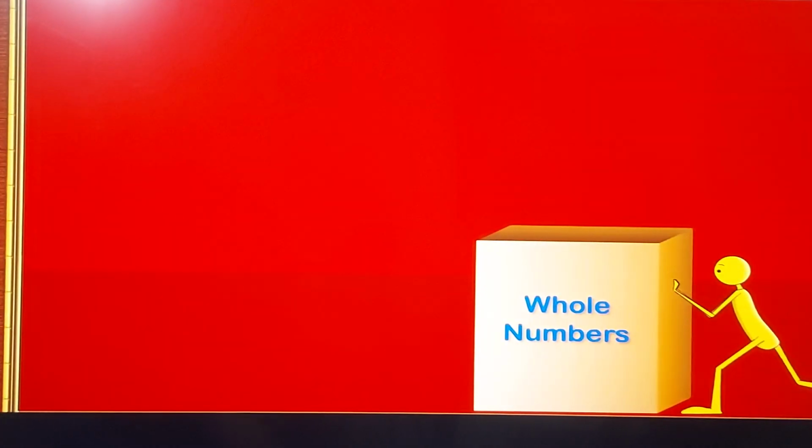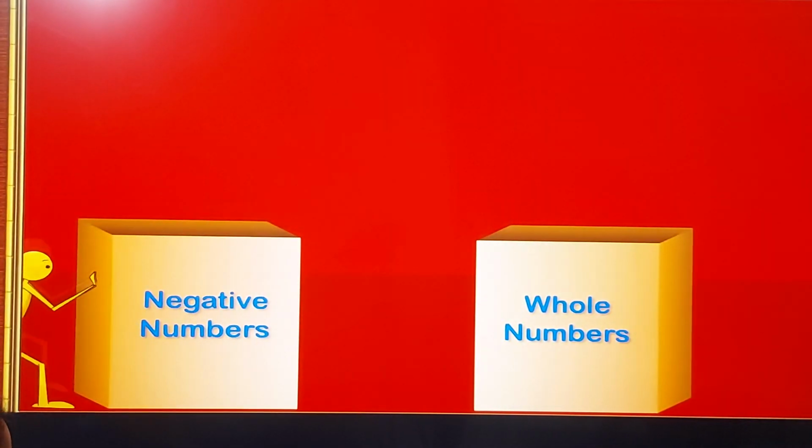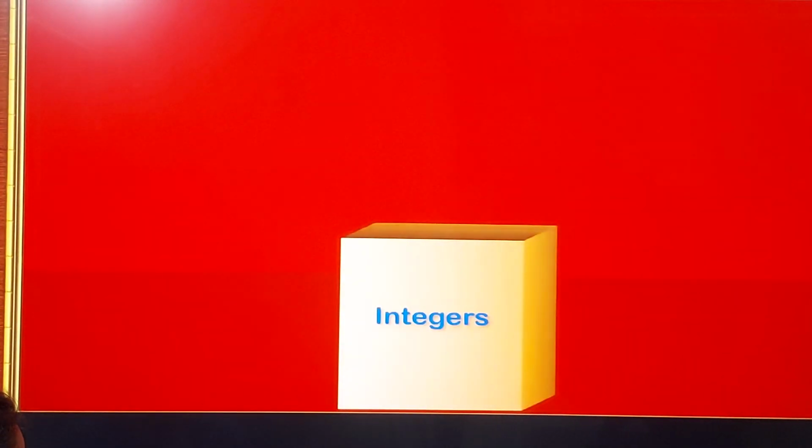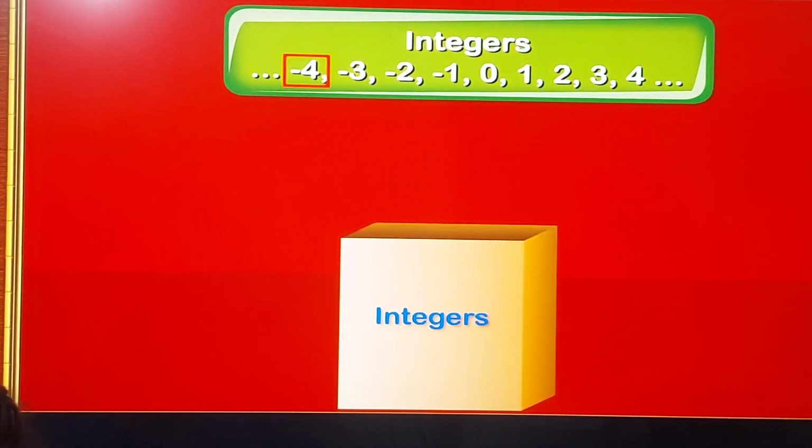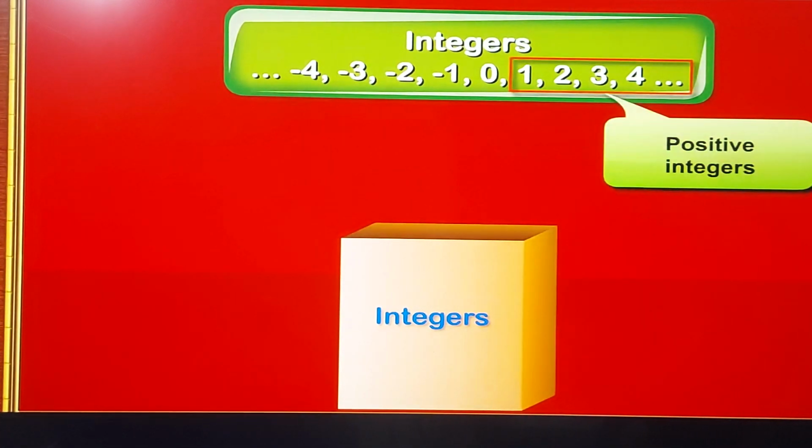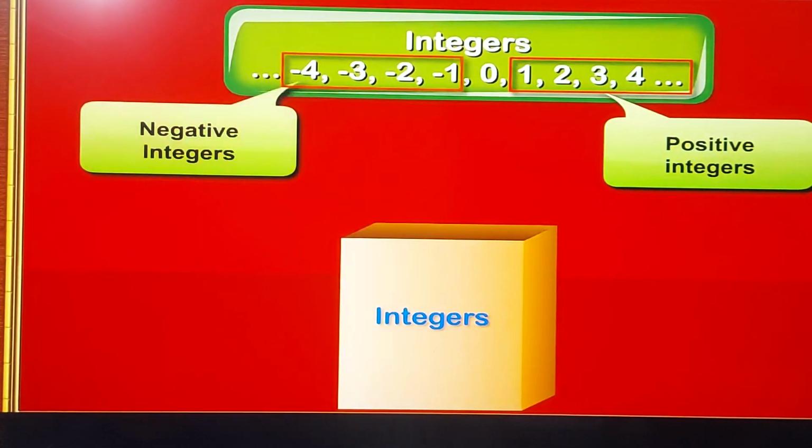If we put the whole numbers and the negative numbers together, the new collection of numbers will look like -4, -3, -2, -1, 0, 1, 2, 3, 4, etc. And this collection of numbers is known as integers. In this collection, 1, 2, 3 and so on are said to be positive integers, and -1, -2, -3 etc. are said to be negative integers.